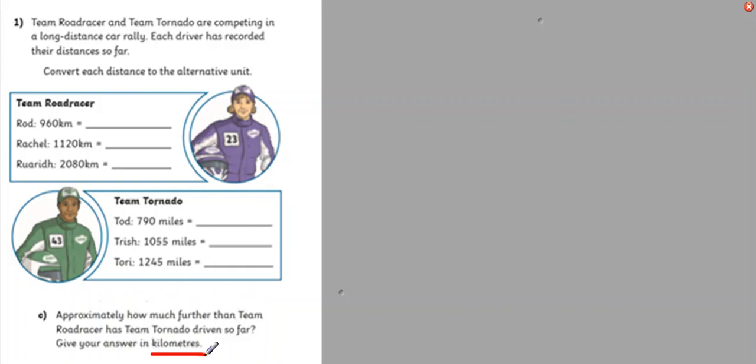So it wants to know how much further Team Tornado has driven. So Team Tornado has driven the furthest. How much further have they driven? And remember, your answer needs to be in kilometres. So what I would do, I would add up all of my kilometres separately. So I'd add up how many kilometres Team Road Racer had done and how many kilometres Team Tornado had done. Then you need to work out the difference between them to work out how much further Team Tornado has driven. Pause the video now and have a go.